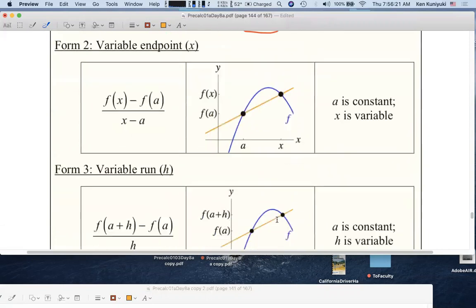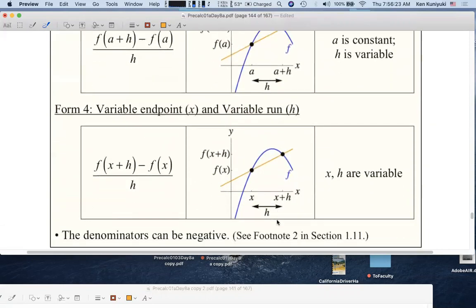I'll skip the next two forms. I'll go straight to form 4. This is where the x-coordinate here might vary, and the run, h, might also vary. So here, it's like we have a point with x-coordinate x rather generically, another point here with x-coordinate x plus h. The run here is h. In fact, h could be negative. The point could be over here to the left of this point.